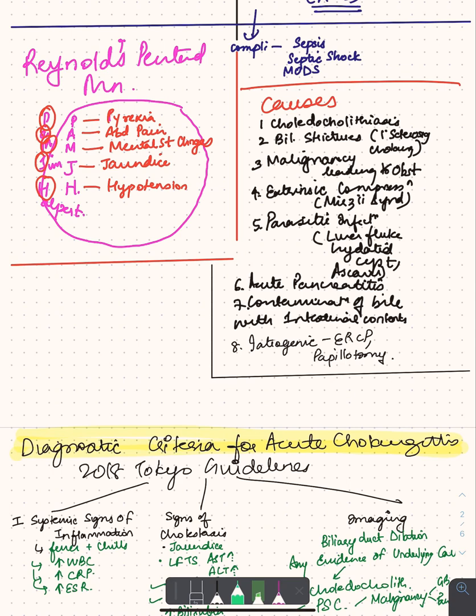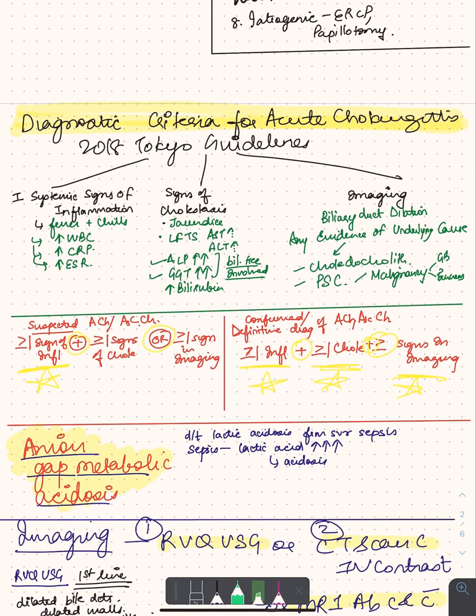They are strictures, cancer, malignancy, extrinsic compression, as happens in Mirizzi syndrome, parasitic infection, acute pancreatitis, contamination of bile with intestinal contents, or it can be iatrogenic, done in the hospital, like ERCP or papillotomy. The diagnostic criteria are divided into 3 sections. The first is systemic signs of inflammation, the second is signs of cholestasis, and the third is imaging.